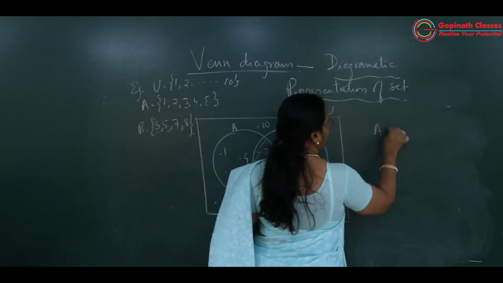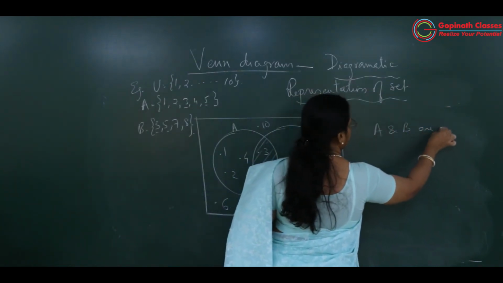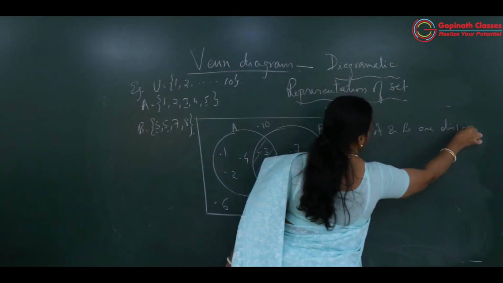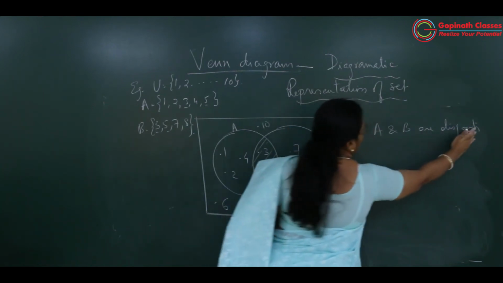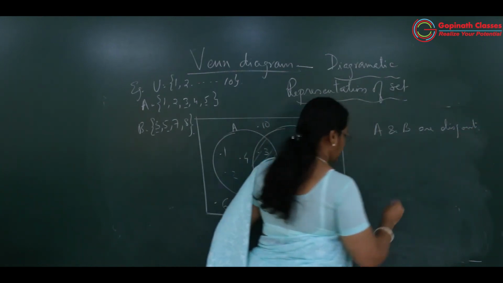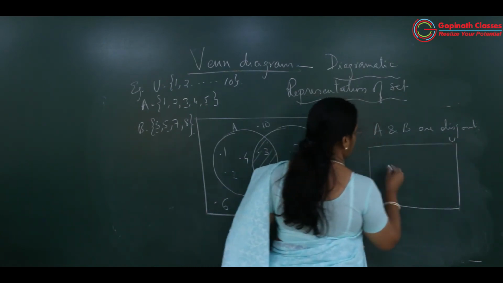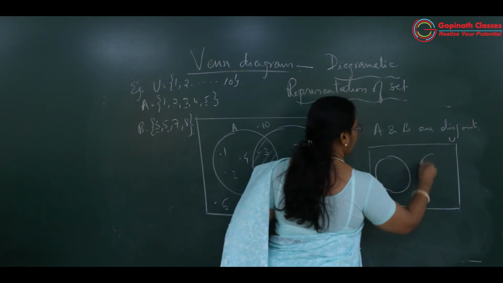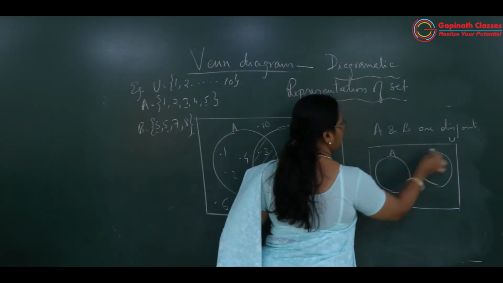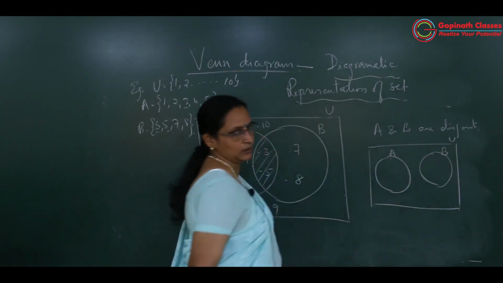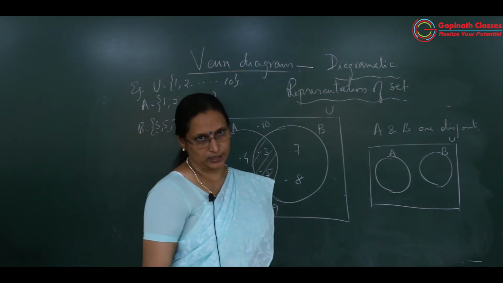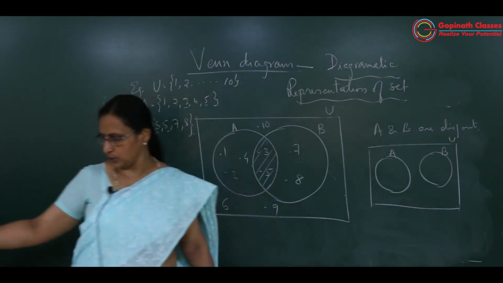A and B are disjoint sets. Disjoint means they have no common elements. If there are no common elements, then A and B are disjoint. How can this be represented? A will be separate, B will be separate, so here it is very clear, no joining. So A and B are disjoint sets. Generally also it can be.